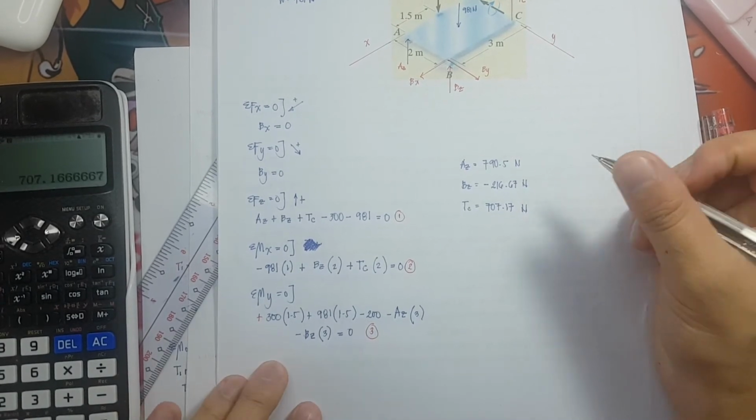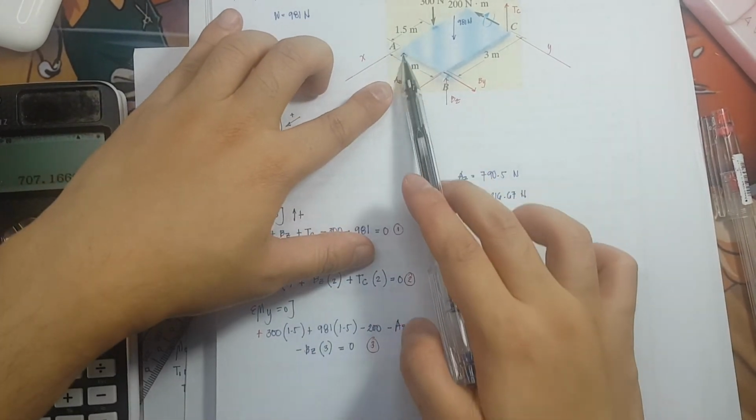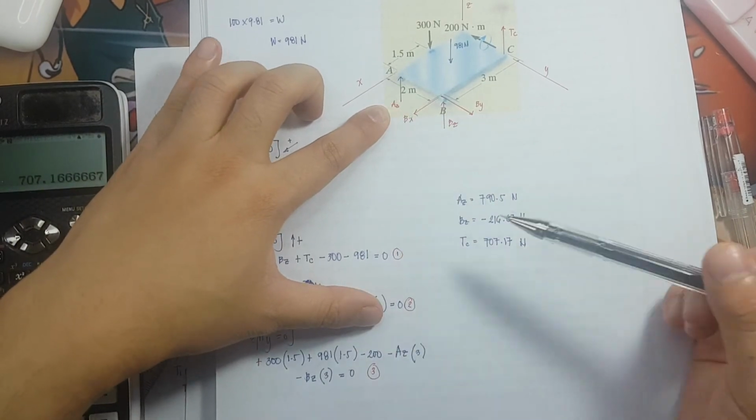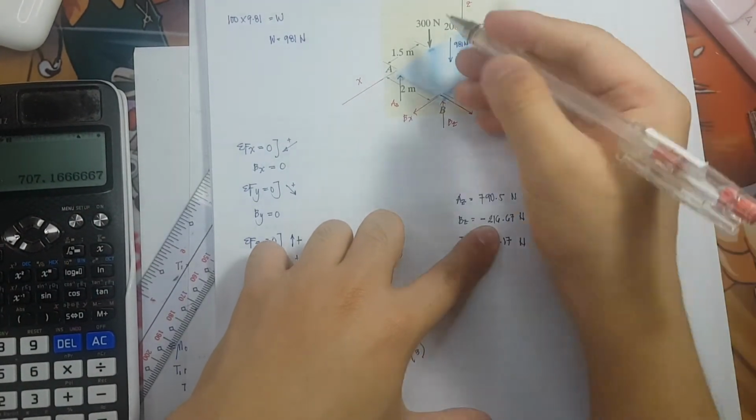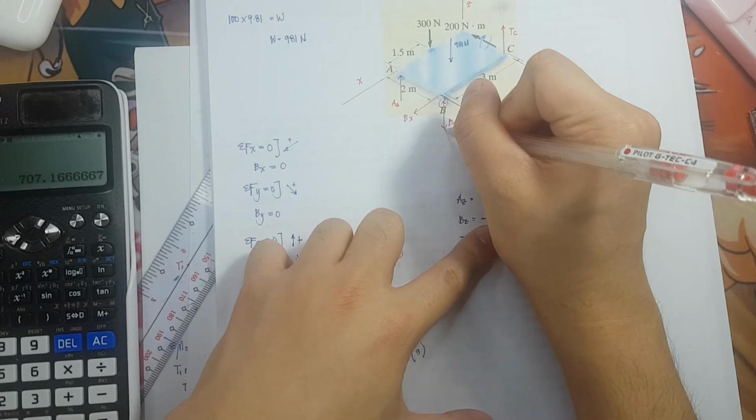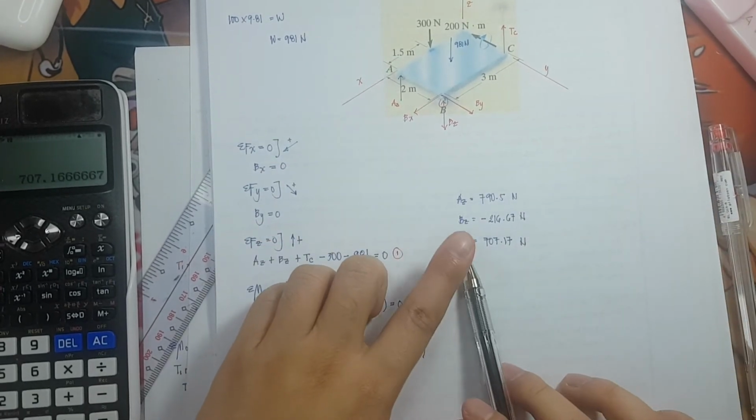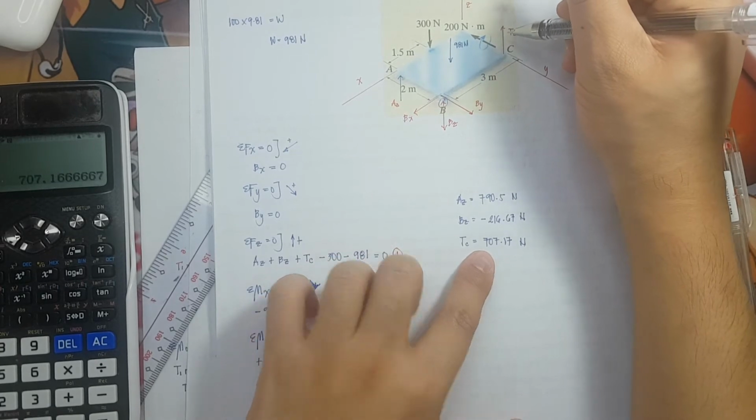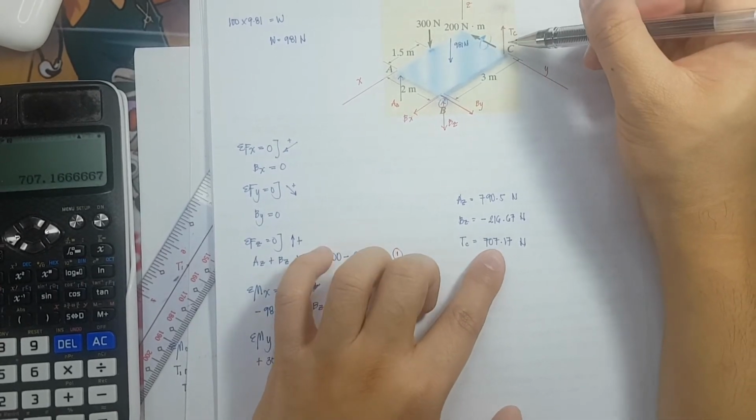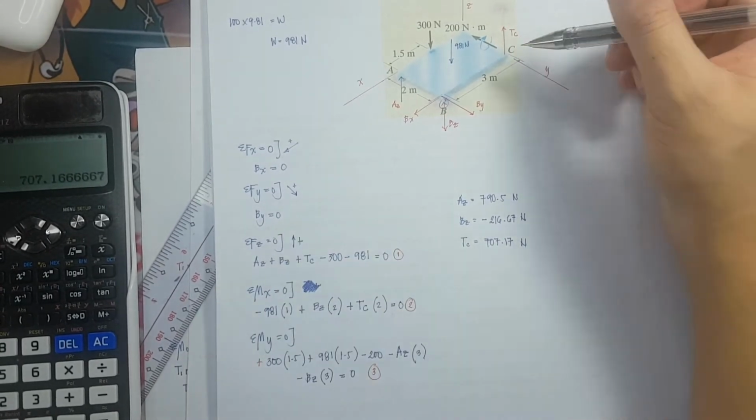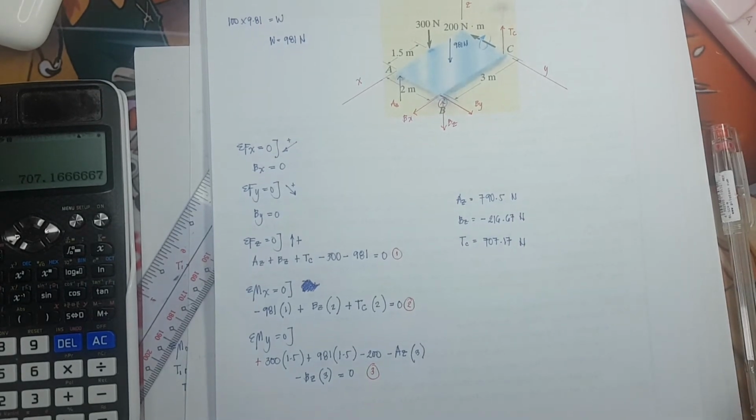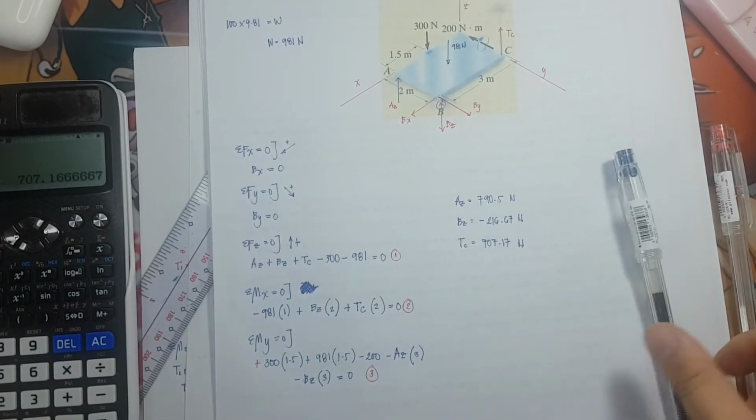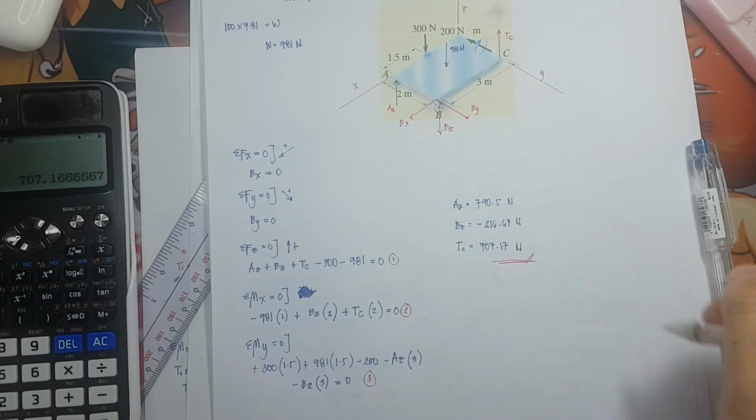Okay? So, AZ here is correct. Our assumption of the direction is upwards. While BZ here is incorrect. It should be pointing downwards. And TC here is correct because it is a rope. Therefore, it should be in tension. So, it should be upwards. So, that is 707.17 newtons. And this is our answer.